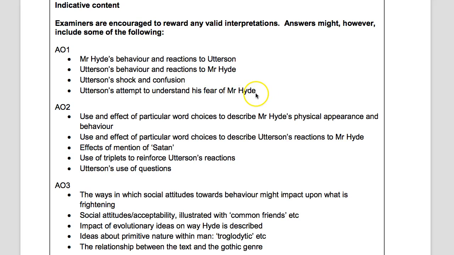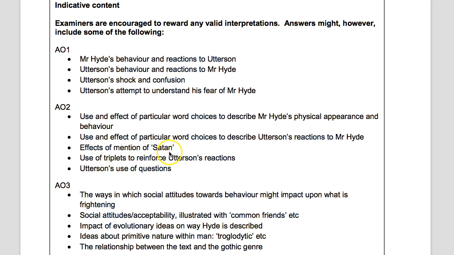Yes, we looked at that in religious terms and evolution. Use and effect of particular word choices? Well, obviously I did that all the way through. Focusing on Hyde's physical appearance? Yes, I did that. Did I write about Hyde's behaviour? Yes, I did in my discussion of what happens elsewhere in the novel. Use and effect of particular word choices to describe Utterson's reaction to Mr. Hyde? Well, that's really the same, actually. So, yes, I've done that.